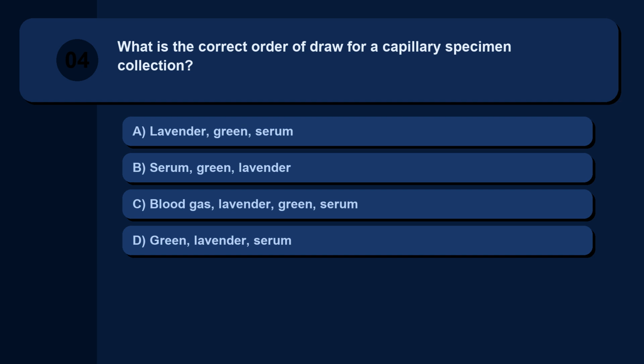Question 4. What is the correct order of draw for a capillary specimen collection? Lavender, green, serum. Serum, green, lavender. Blood gas, lavender, green, serum. Green, lavender, serum.